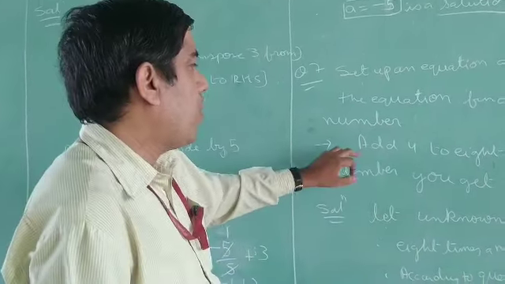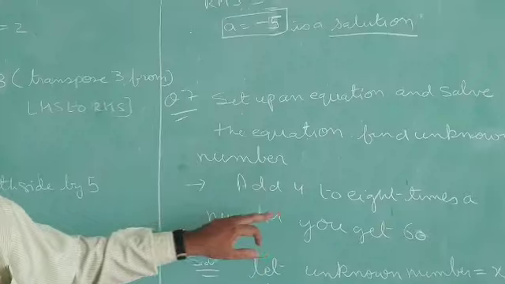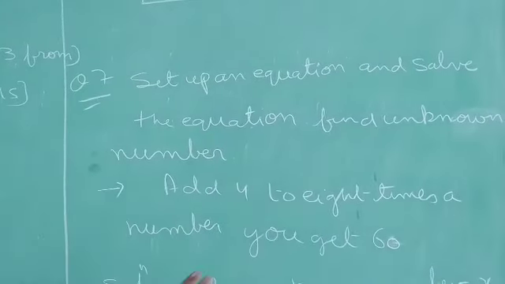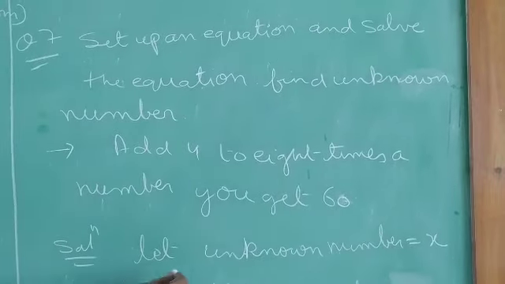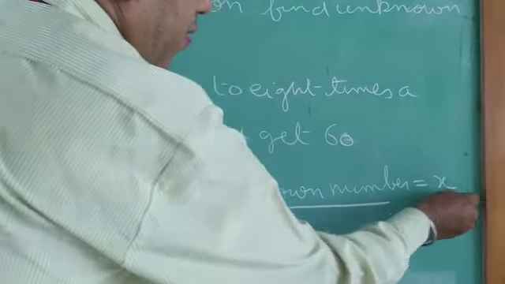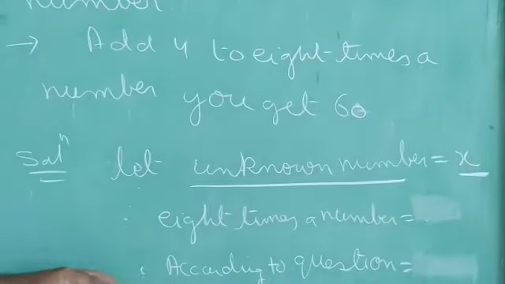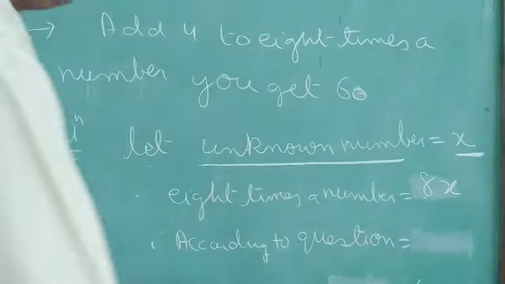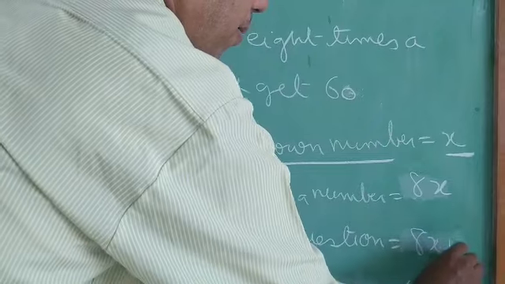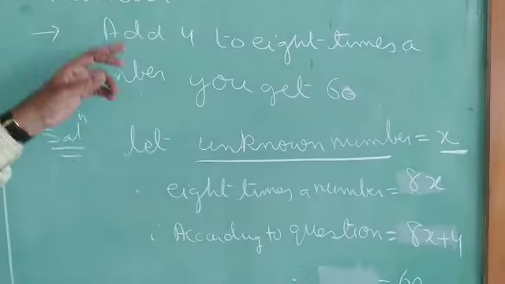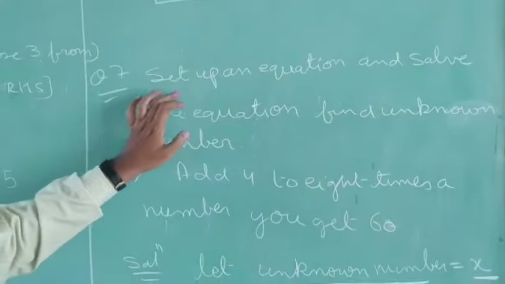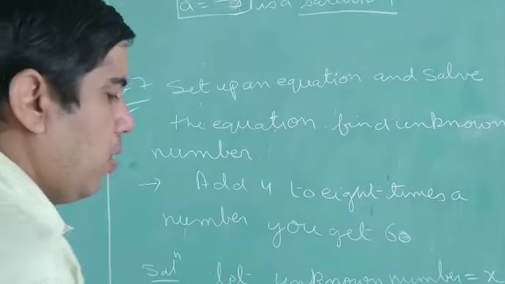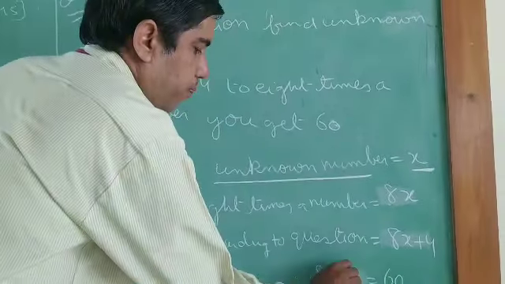So you can see what is given here. Add 4 to 8 times a number. It is an unknown number. You get 60. Now you can see, let the unknown number equal x. Now 8 times a number means 8x. Now according to the question, it comes 8x plus 4. Why plus 4? Because they gave here, set up an equation: add 4 to 8 times a number. So it comes 8x plus 4.